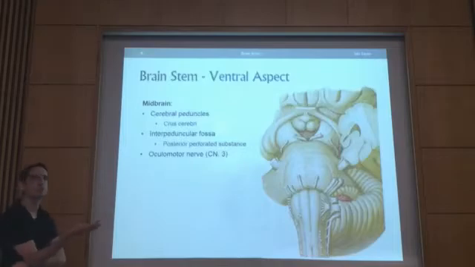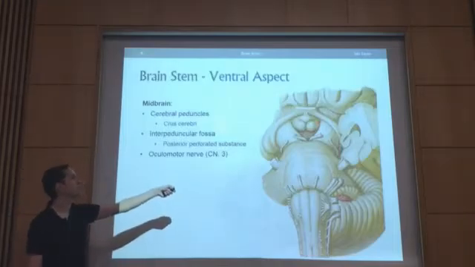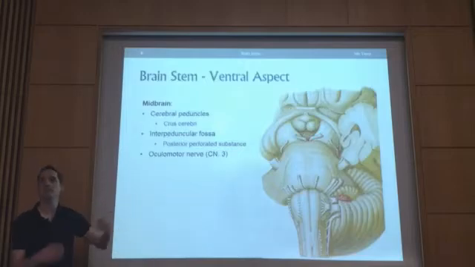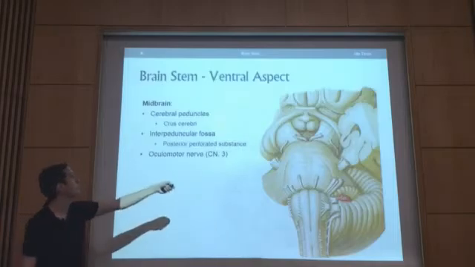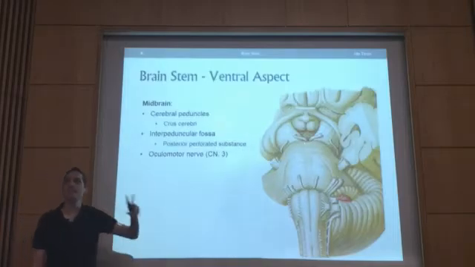Another thing you can see in the midbrain in here is that there are two cranial nerves that emerge out of the posterior perforated substance. These two cranial nerves. This is the third cranial nerve.